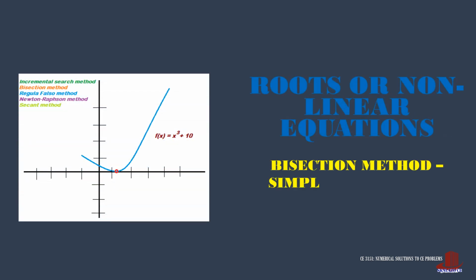The bisection method cuts the interval into half and disregards the irrelevant part. In this way, iteration will be faster. You are watching Numerical Solutions to C Problems.